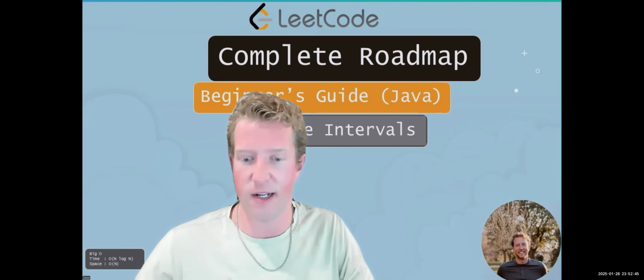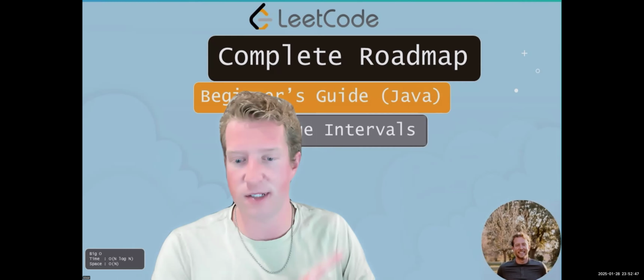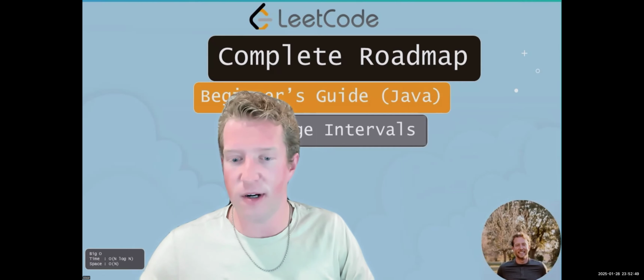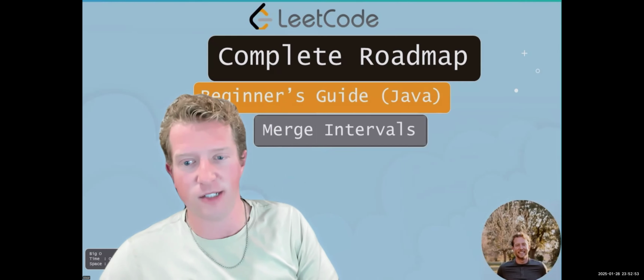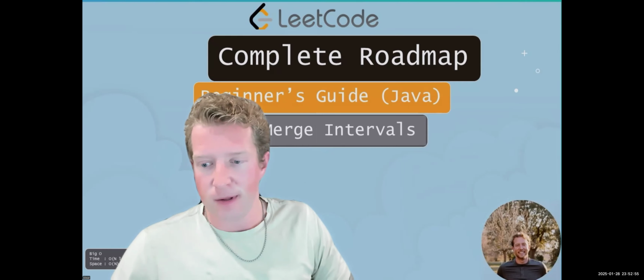But we got it in, O of n log n for time, O of n for memory. This is the merge intervals problem. Hope it helps out.